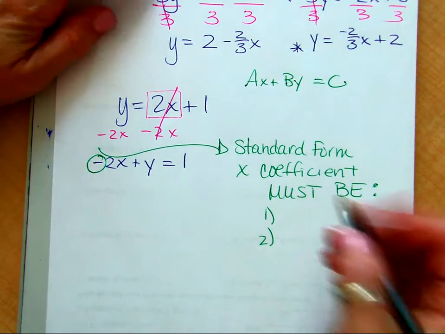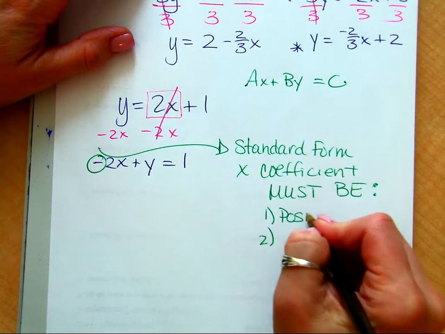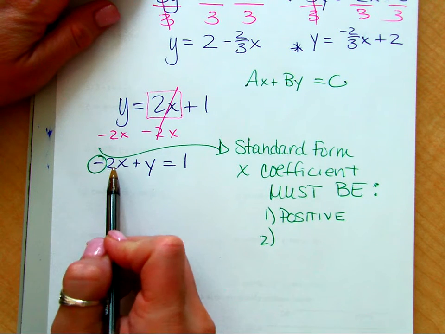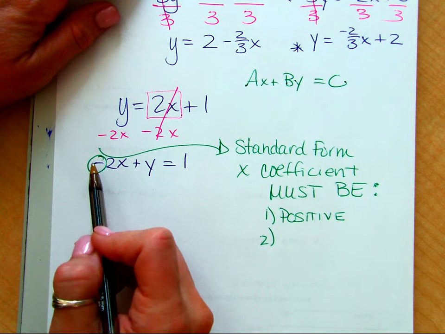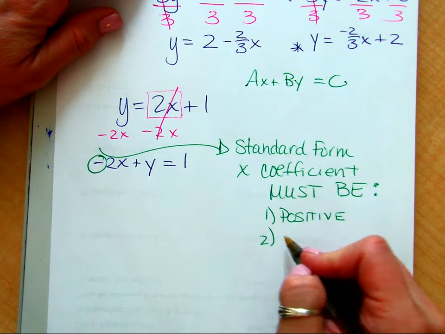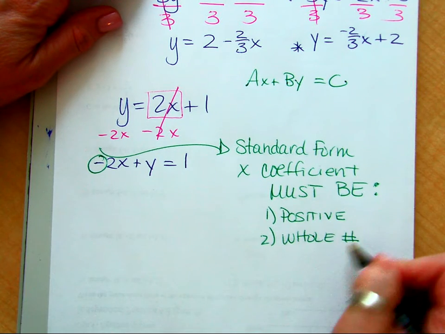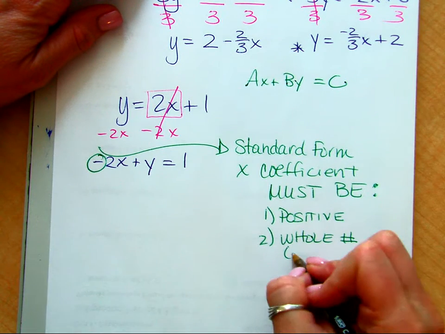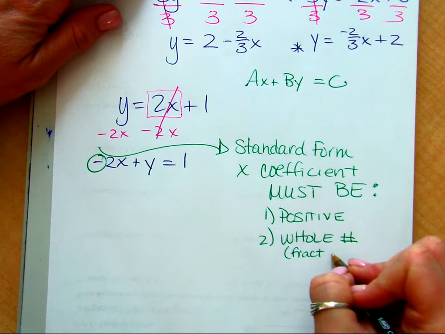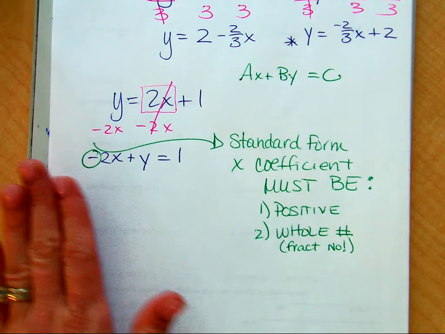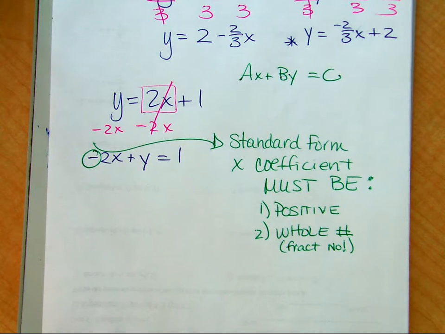It's got to be positive. The x coefficient means that number. That 2 has got to be positive. Right now it's not, so I'm going to have to do something. And it's got to be a whole number, which means it can't be what? What kind of numbers aren't whole numbers? Can't be fractions. All right, we're good on the fraction scene, but we're not good on the positive scene. I got to get it positive.